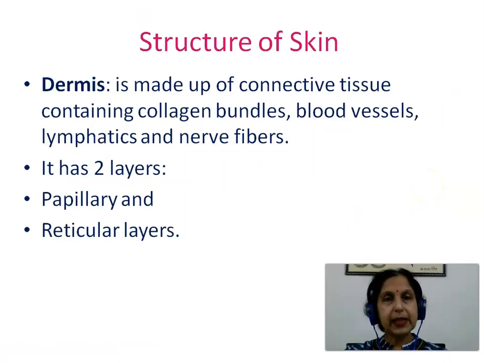Next we see the dermis. Dermis is made up of connective tissue containing collagen bundles, blood vessels, lymphatics and nerve fibers. It has two layers, papillary layer and reticular layer.